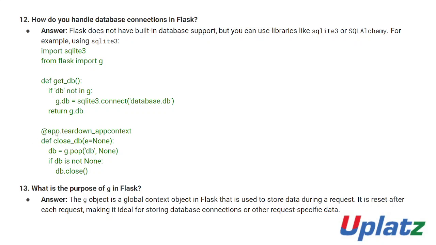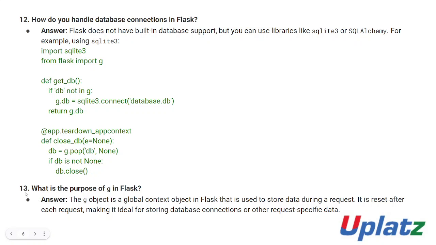Now @app.teardown_appcontext def close_db(e=None): db = g.pop('db', None). If db is not None, then db.close().